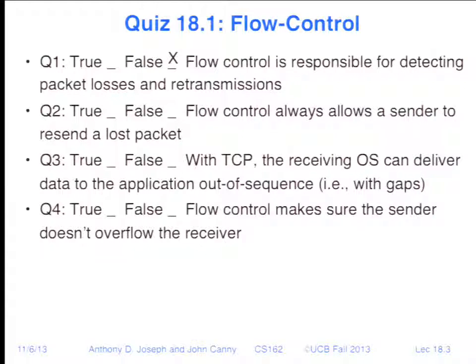Flow control always allows a sender to resend a lost packet. Actually, the flow control may allow the sender to resend. The idea is to get the packet through. If the receiver fails to acknowledge the packet, then it has to be resent.